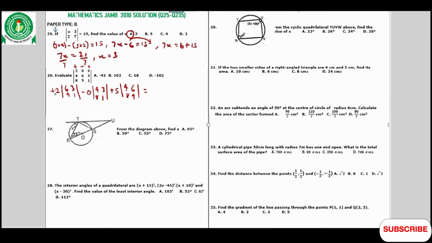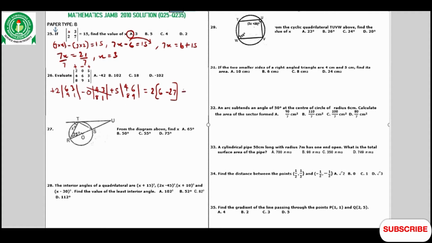So you are going to have 2 into open big bracket. You multiply this diagonal, 6 times 1, you have 6. Minus, you multiply this diagonal also, 3 times 9, we have minus 27. Please follow. So the bracket closes now. Now this one is 0, we don't multiply like this. We cancel out everything here, so we don't have anything there now.